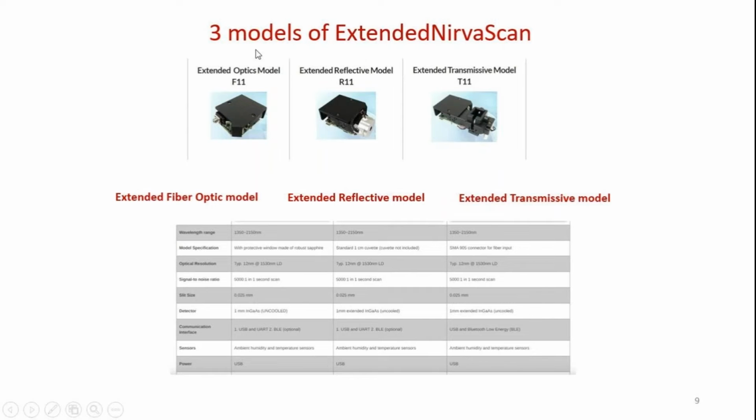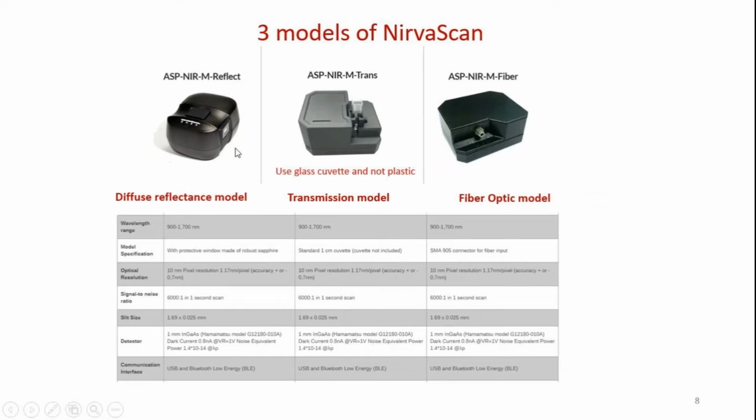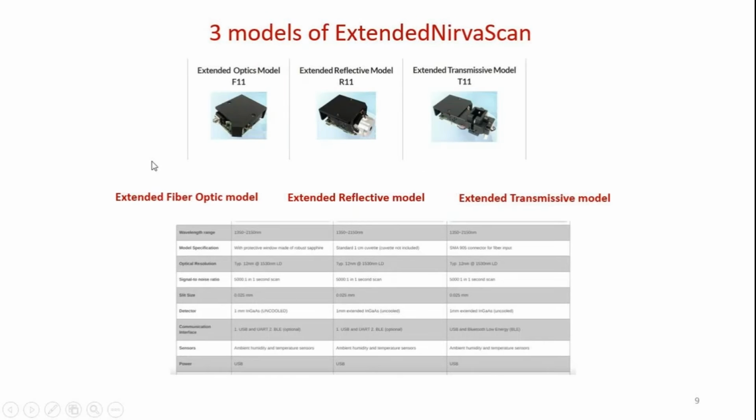And then we also have the extended models F11, R11, T11, and these work in the 1350 to 2150 nanometer range. They are more expensive: the first ones are about $2,000 US dollars roughly, and these were about 5,000 US dollars. So this would look into the first overtone region.